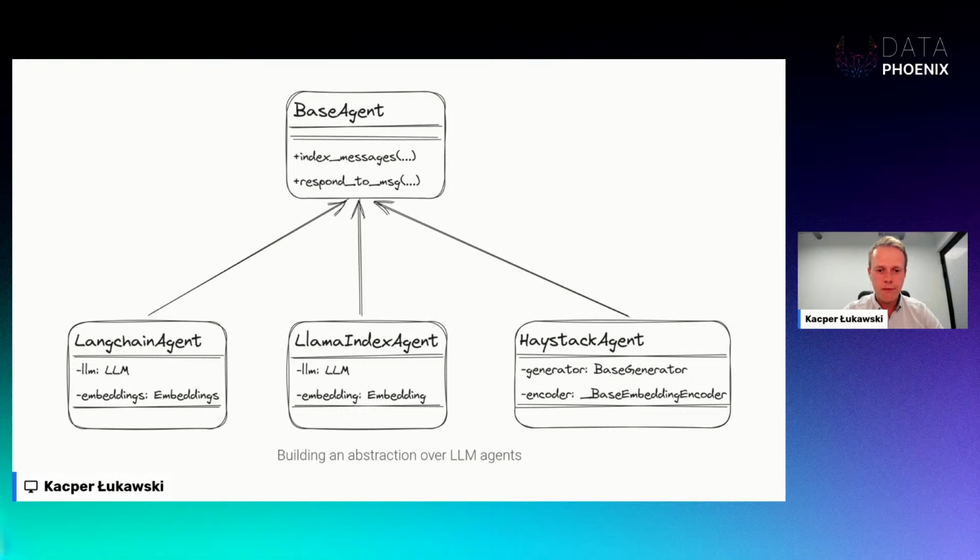We shouldn't be really focusing on a particular library. It's still not established, there is no consensus on which one is the best. Probably you might be just enjoying Haystack or Llama Index more than LangChain, or the other way around. But definitely, if you build a production grade application, you should be still focusing on the architecture, and this is how it should be built.